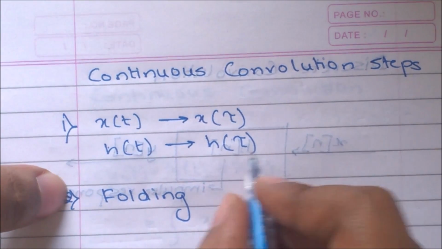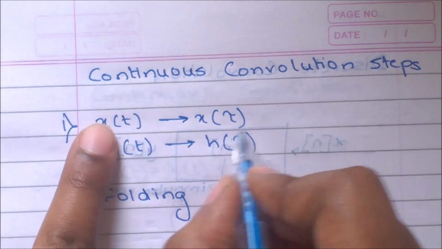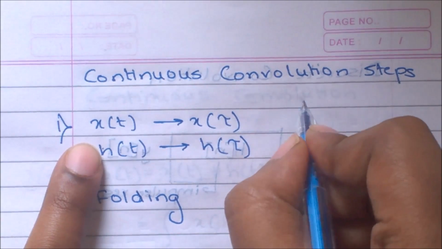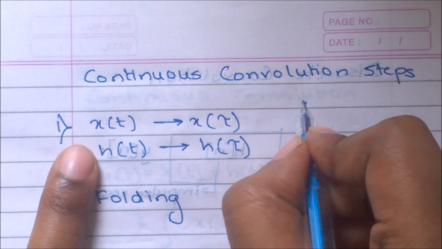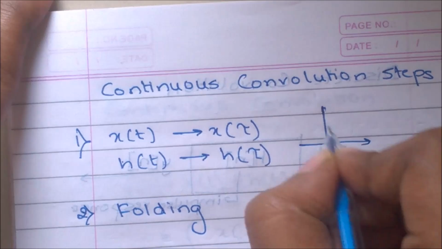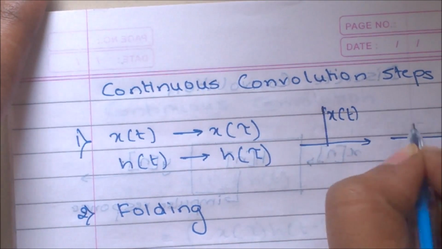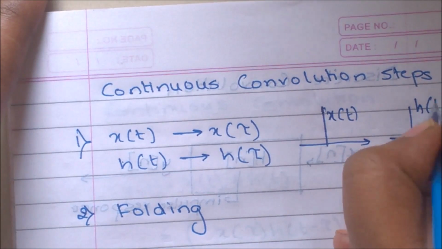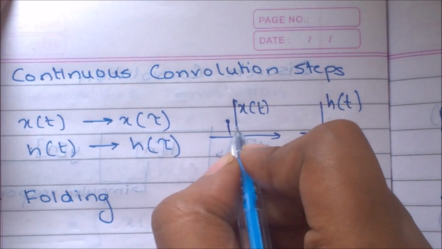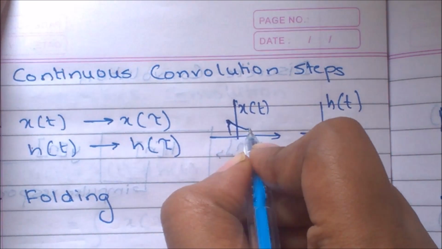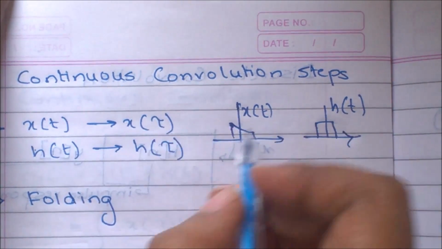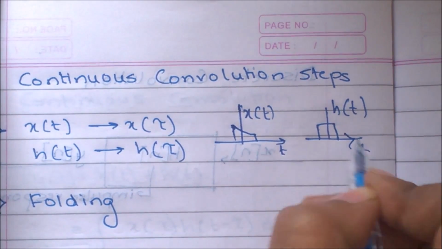In continuous time, first there will be two signals, one is the input and one is the impulse response. Suppose one is x of t and one is h of t. Both will be some signal. This is for continuous time, so it is some continuous time signal on the t axis.